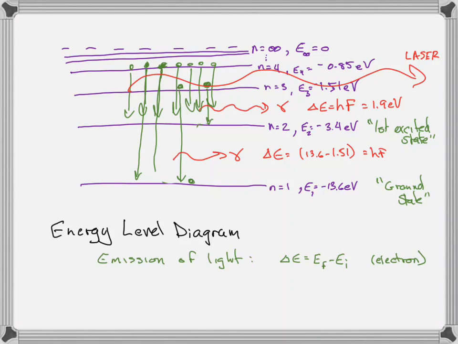Okay, let me just look a little bit closer at this emission of light. If the electron is going to emit light, it's going to go from a higher energy to a lower energy, and the change in energy of the electron is going to be EF minus EI, and that's going to be a negative number. But that means that the photon that it emits is the positive of that, right? Which is EI minus EF. That's the energy of the photon that is emitted.